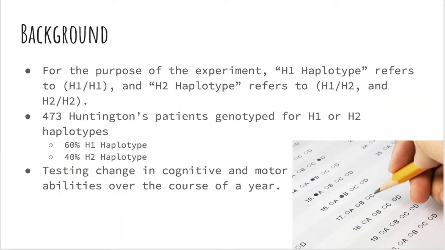First, for the purpose of the experiment, even though we know that the H1 allele is dominant, the authors classify the H1 haplotype as solely being homozygous for the MAPT gene, while the H2 haplotype refers to either being homozygous for the H2 gene or being a heterozygous carrier of it.